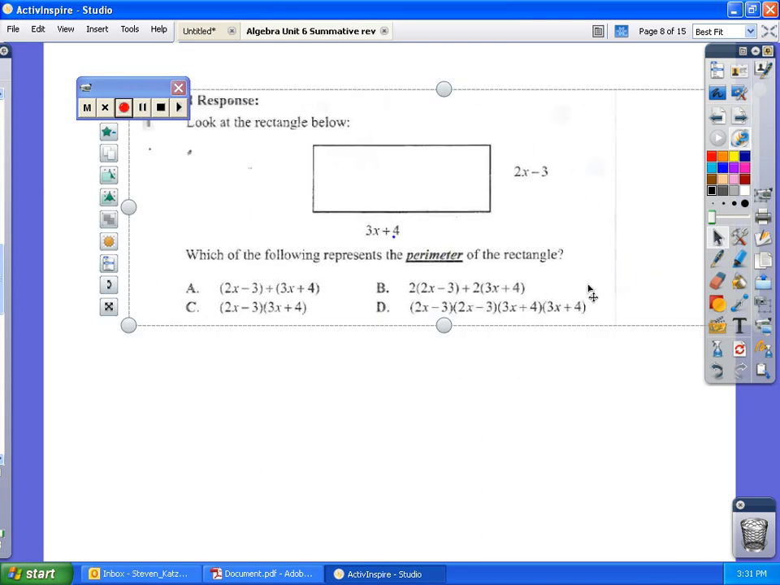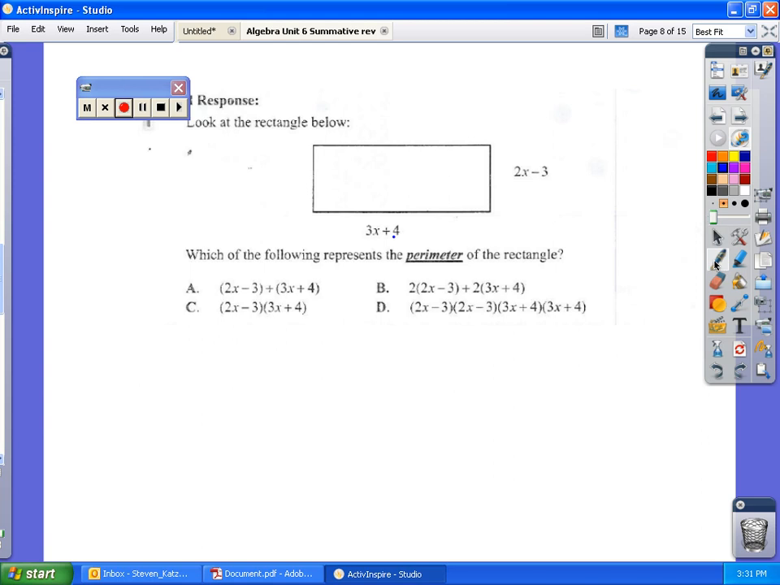So in this problem it says which represents the perimeter of the rectangle. So perimeter would just mean you're adding up all the way around, all the sides. There's a couple different ways you could do this. You could multiply this by 2 and then add it to this times 2, or you could just add up all the sides. I'm going to do multiply by 2 and distribute first.